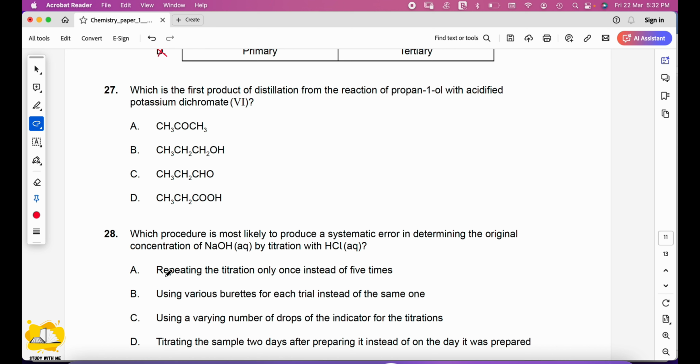And for question number 27, which is the first product distilled from the reaction of propanol? So propanol is a primary alcohol that with acidified potassium dichromate, which is oxidation, will produce aldehyde. So this is the functional group of aldehyde. So the answer is C.